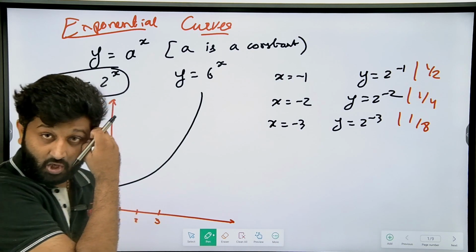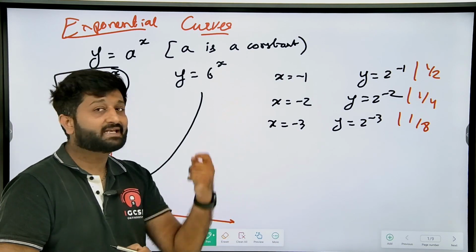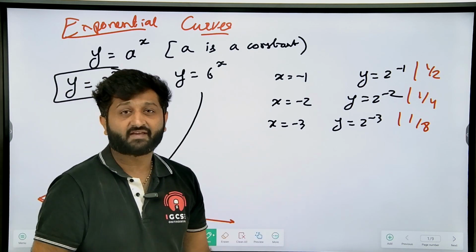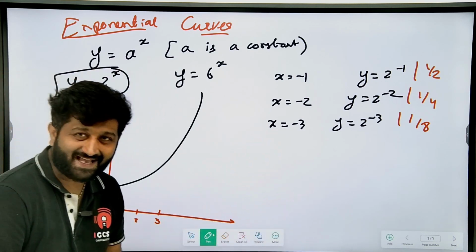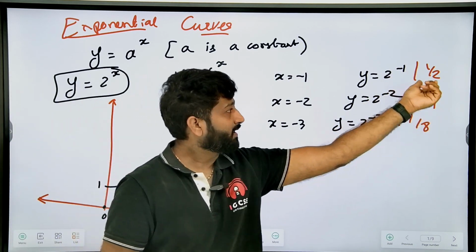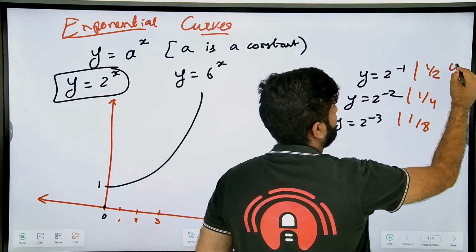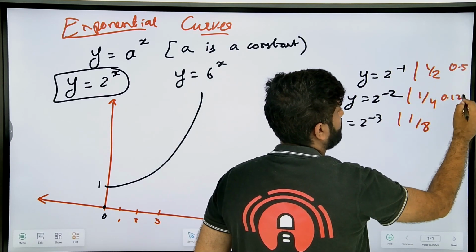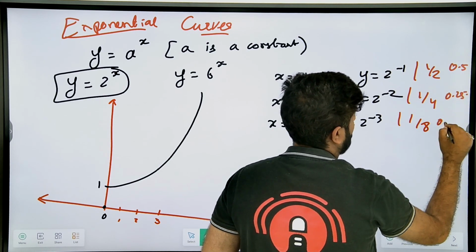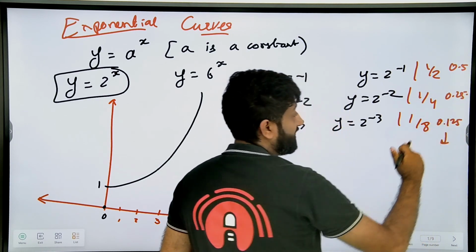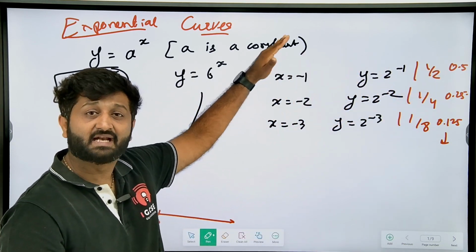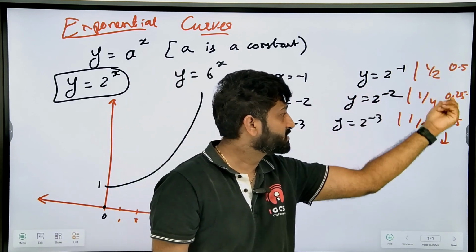Now if you observe, if I am increasing the value of x in the negative direction, the value of y is reducing. 1/2, that is 0.5. Then I have 0.25, sorry. Then I have 0.125. Again, when the value of x is increased negatively, the value of y is reducing, right?